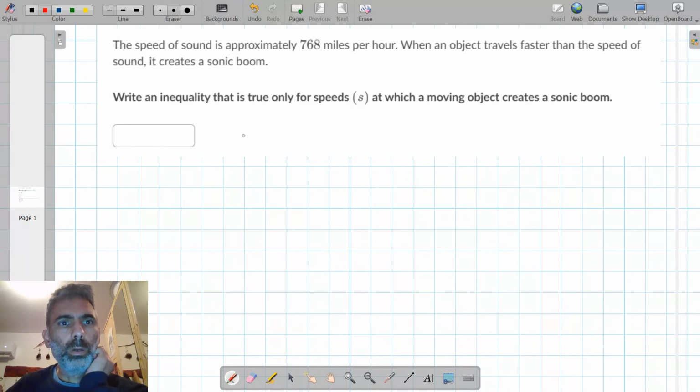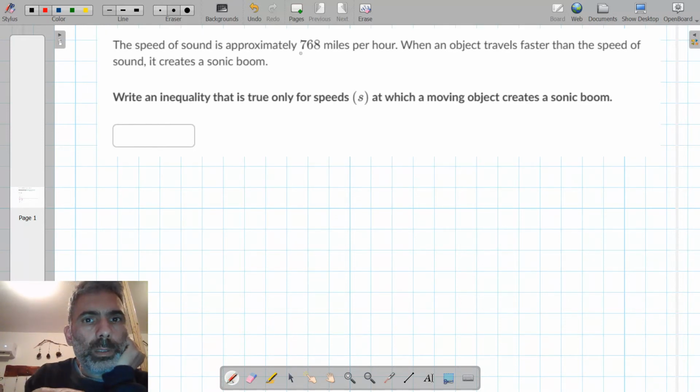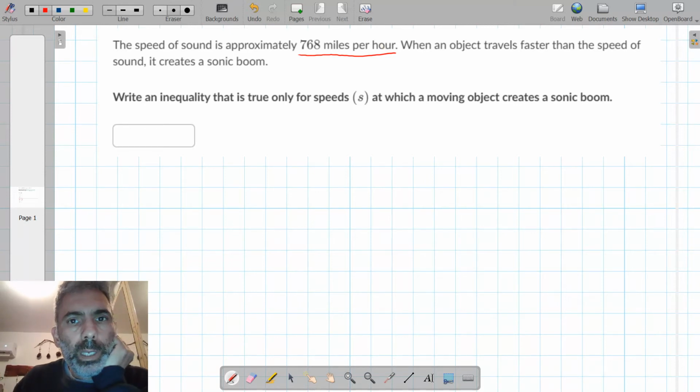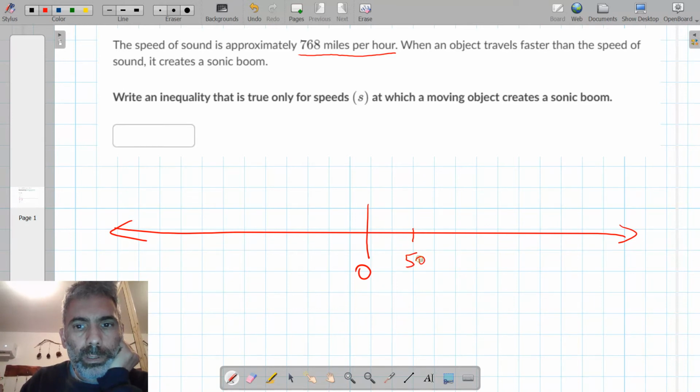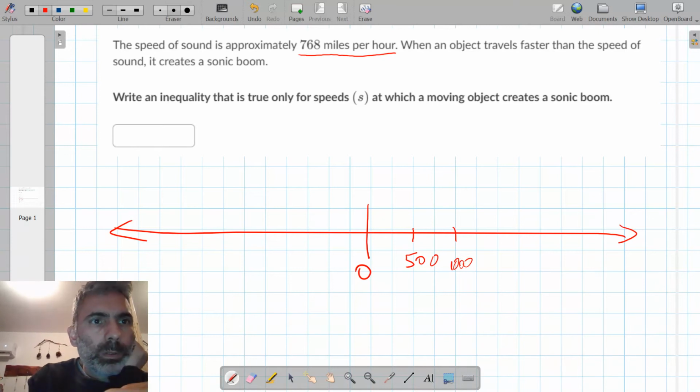Okay, the speed of sound is approximately 768 miles per hour. When an object travels faster than the speed of sound, it creates a sonic boom. Okay, so this is 0, and this is 500, and this is 1000. So it means that 768 is somewhere here. And faster than, okay.